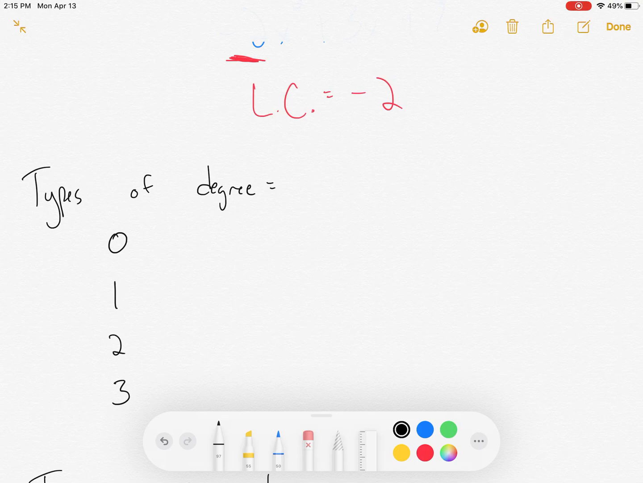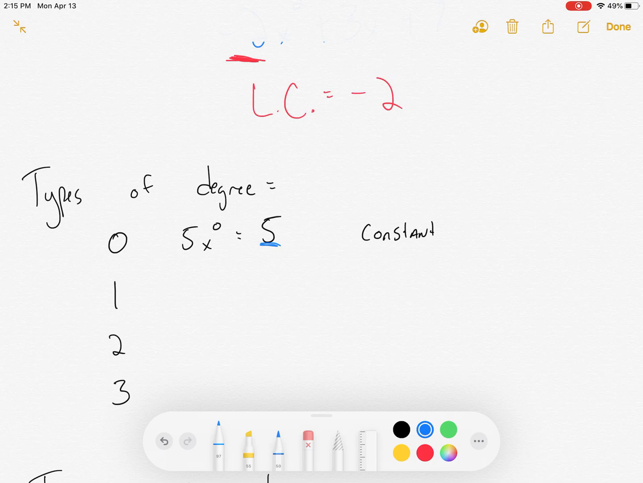Now, there are a few types of degree that we have names for. A degree of 0 would be 5x to the 0 power. But we don't write 5x to the 0 power. We just write that as 5. We call that a constant. Why do we call it a constant? Because it's constantly going to be 5. No matter what I plug in for x, it's always going to be 5 because there's no x's there.